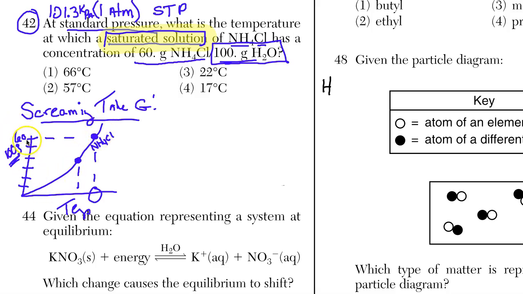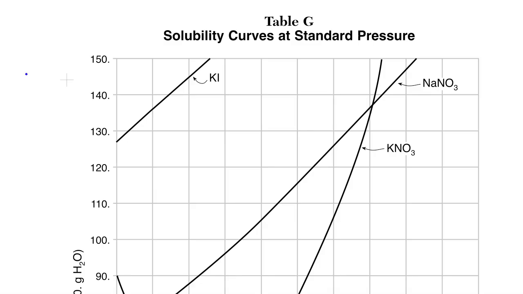So I'm looking for 60 grams on table G that'll be on the line. And what is that temperature for ammonium chloride? Let's do that in table G. So here we are in table G, one of my favorite tables, and it's a solubility curve, and I knew I had to be there because of some definitions.